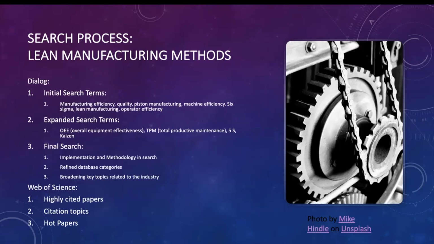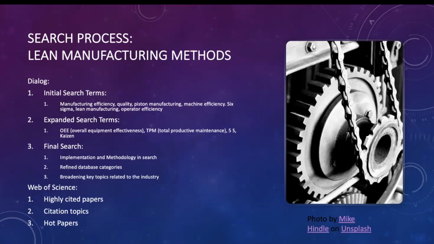During my interview, I asked for clarification on the key terms lean manufacturing and Six Sigma. He let me know that lean manufacturing and Six Sigma are methods of manufacturing that aim to minimize waste through the production line and maximize productivity. From this information, I determined my key terms for my initial search to be manufacturing, efficiency, quality, piston manufacturing, machine efficiency, Six Sigma, lean manufacturing, and operator efficiency.